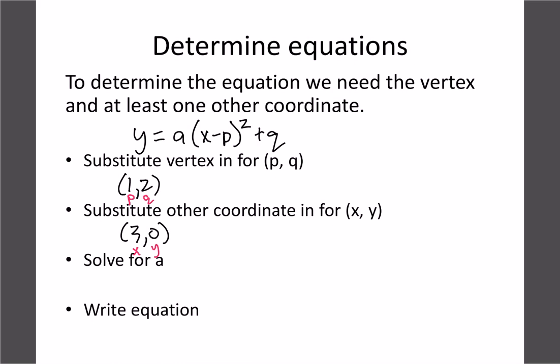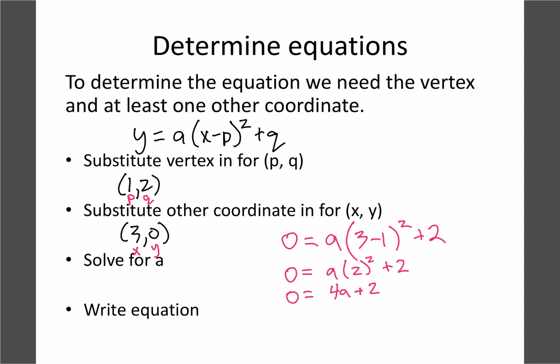So when we plug that in, we'd have 0 for the y equals a, which we don't know, times x, which was 3, minus p, so it's minus 1, squared, and plus q, which was 2. So you can see we have everything in the equation except for a. That's basically our last step, to figure out what a is. So we'd have a times 3 minus 1 is 2, and 2 squared is 4, so let's write it as 4a plus 2.